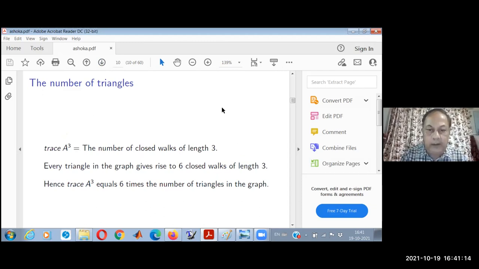From any vertex, there will be 2 walks, one in each direction. And so totally there are 6 closed walks. So the trace of a cube is 6 times the number of triangles. After this, again, it's not so easy, A to the power 4 and so on.